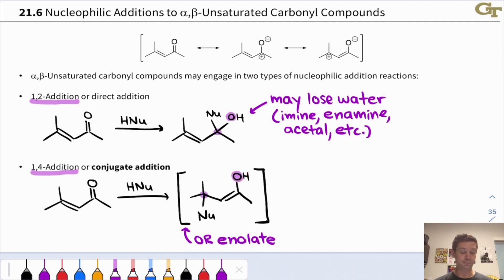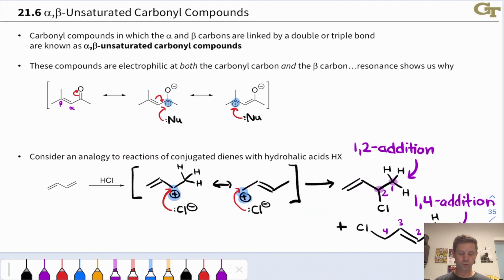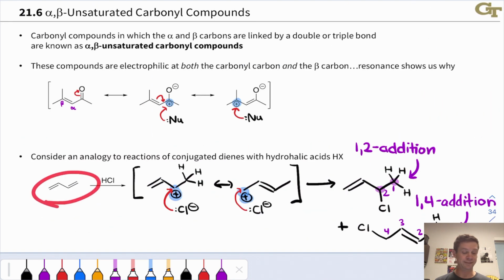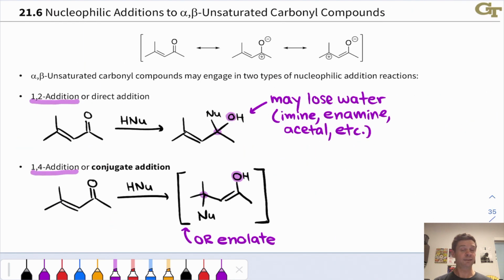an O minus. Under basic conditions involving organometallic reagents, for example, it's common for this to be an enolate, the conjugate base, essentially, of what's drawn here. Now, this won't stay this way, and this is an important difference to the reactions of butadienes that we looked at on the previous slide with HCl. This won't stay like this, right?